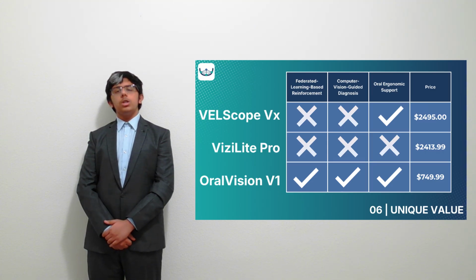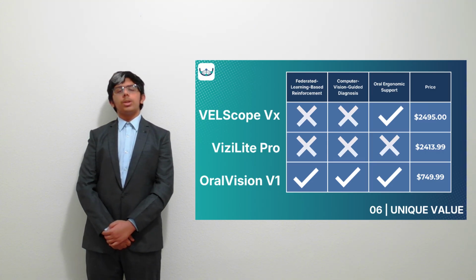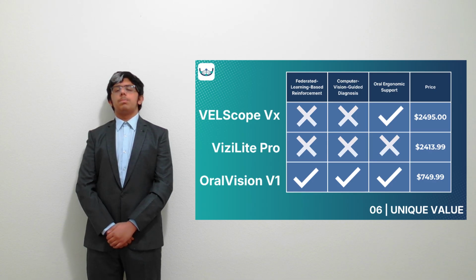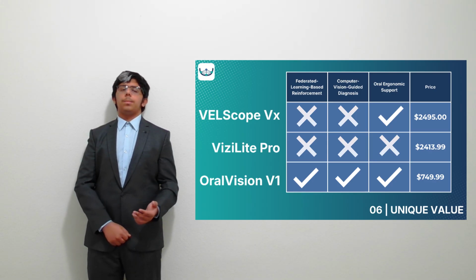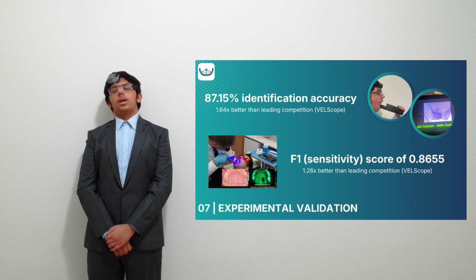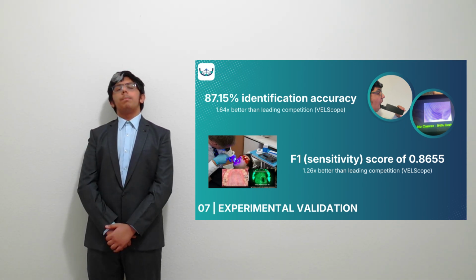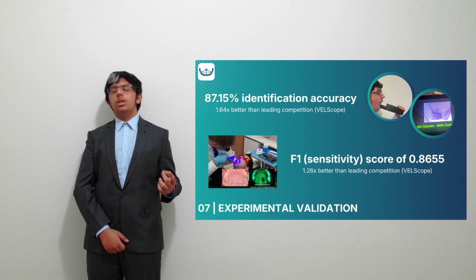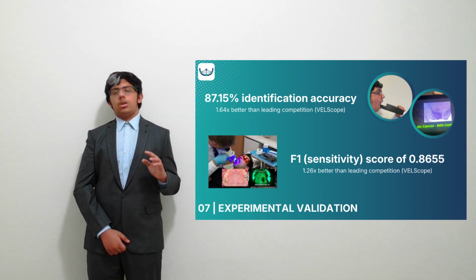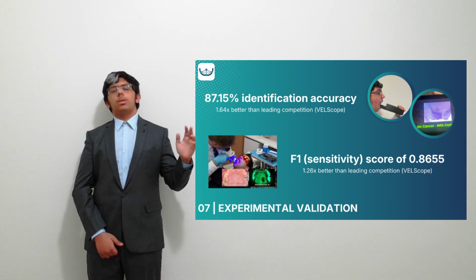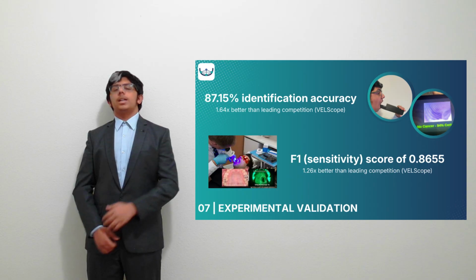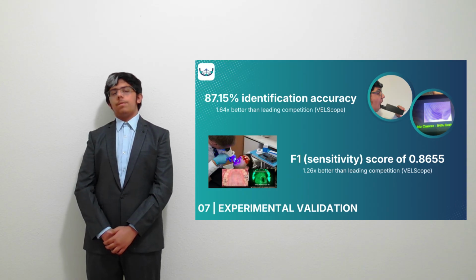Despite all of these benefits, OralVision has a retail price of just $749.99, over 3 times cheaper than Velscope VX and VisiLight Pro. Even with OralVision's low price, its capabilities exceed major competitors by a significant margin. We ran multiple trials to validate our AI model's accuracy and found that it has a cancer identification accuracy of 87.15%, 1.64 times better than Velscope. We also had an F1 score of 0.8655, 1.26 times better than Velscope.